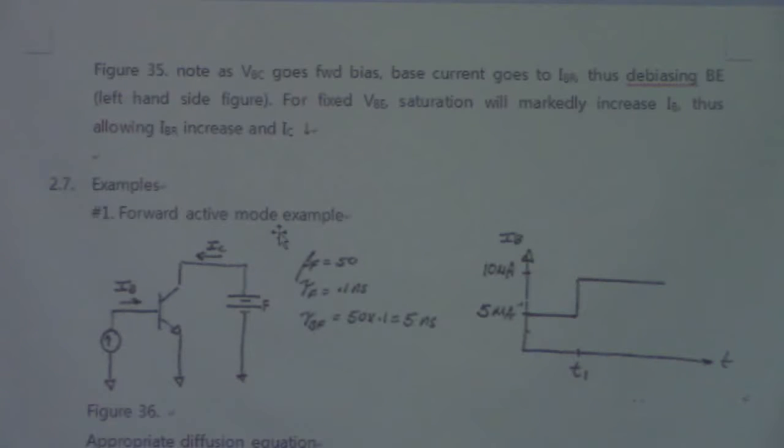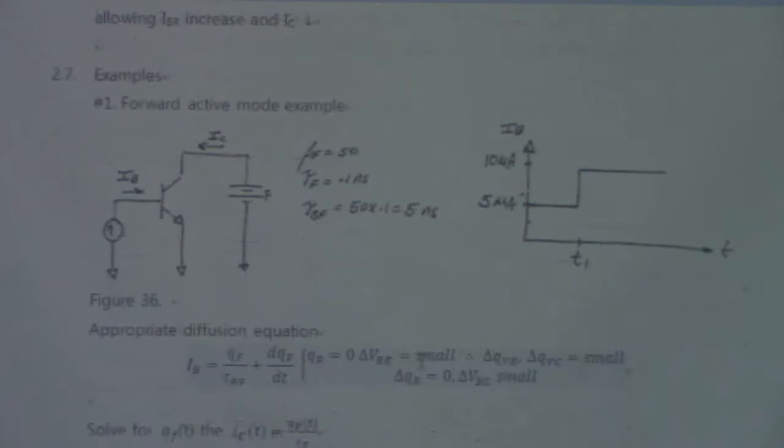Now, the forward active mode example. The circuit is going to look like this, and at time t1, 5 microamps has been applied to the base, and then at t1 it is increased to 10 microamps, and let's see what's going to happen. This is the device characteristic, as given. The beta F is 50. For example, the forward characteristic time is 0.1 nanosecond, and the base forward characteristic time is 5 nanoseconds, which comes from the multiplication of this 2.